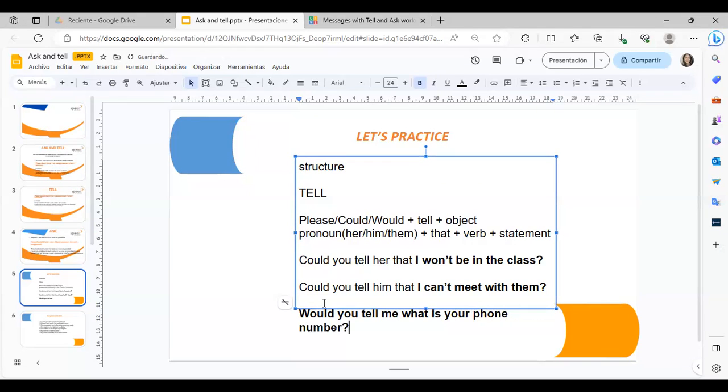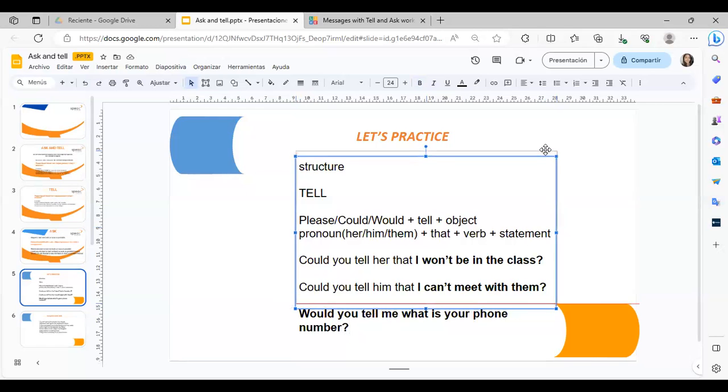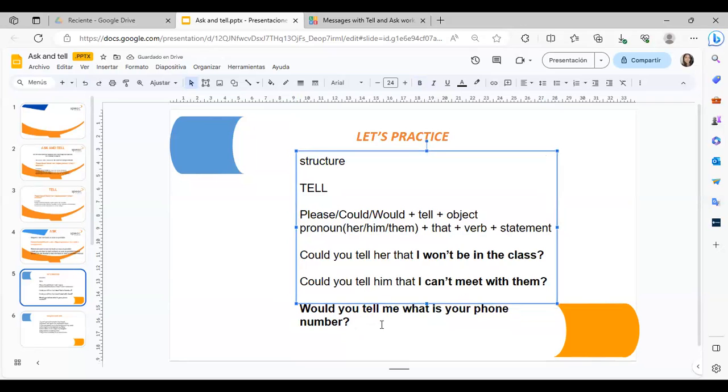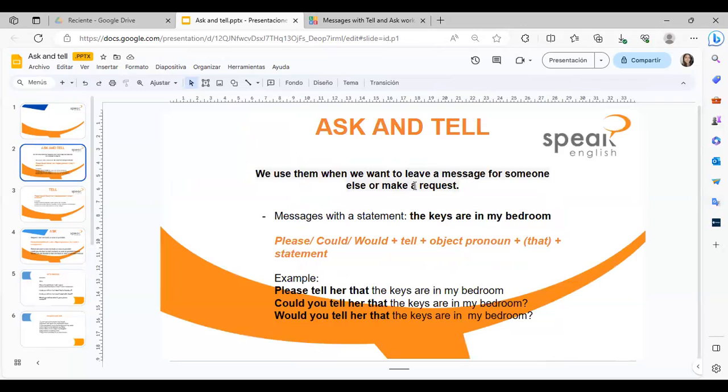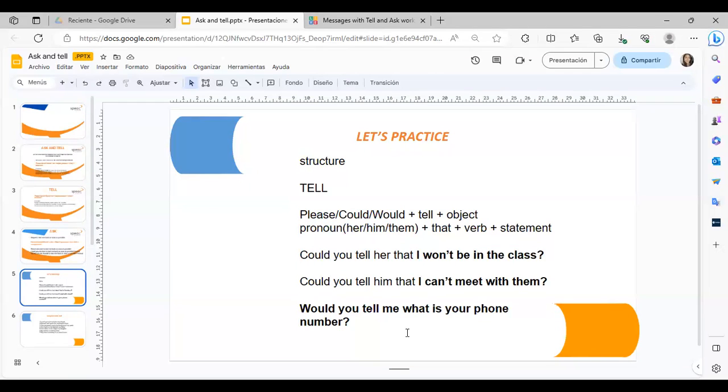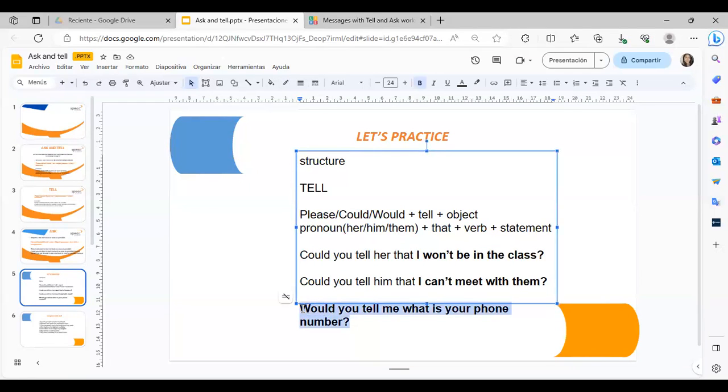Yeah, the sentence is correct, but in this case, remember that we want to give a message to someone. Okay, so in here, you're just asking directly to the person. Acá usted le está preguntando directamente o pidiendo el número directamente a alguien. Y recuerde que tell y ask is going to be used cuando queremos dejar un mensaje o queremos hacer una request. Así que la oración está correcta, pero no en el contexto que la estamos utilizando. ¿Por qué? Porque nuevamente estamos pidiendo directamente el número.